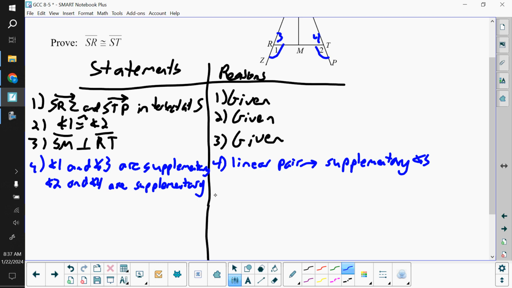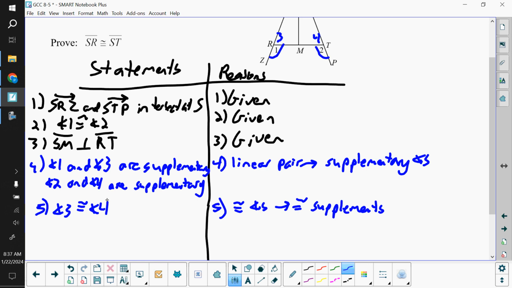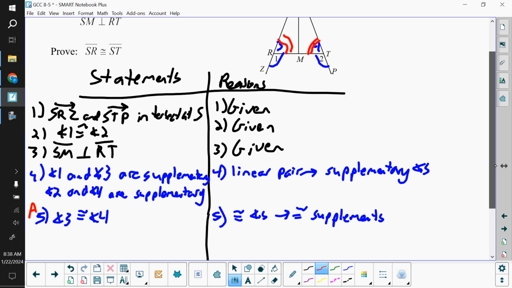And then automatically after that, the next reason will always be congruent angles implies congruent supplements. Reasons 4 and 5, they always come in a pair right after each other. And so now what this gives us is the angles inside the triangle congruent. So we've got angle 3 congruent to angle 4. And I'll mark those up with 2 arcs and put an A next to that because that now gives us one angle in our triangles.